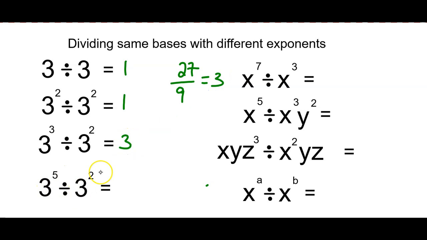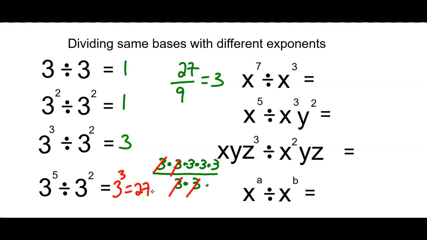3 to the 5th divided by 3 squared. Well, 3 to the 5th is the same thing as 3 times 3 times 3 times 3 times 3. 3 squared is the same thing as 3 times 3. Now, before I multiply all this out, we can do some canceling over here. So this 3 will cancel with this one, and this one cancels with this one, and I end up with 3 times 3 times 3, which is the same thing as 3 cubed, or 27.